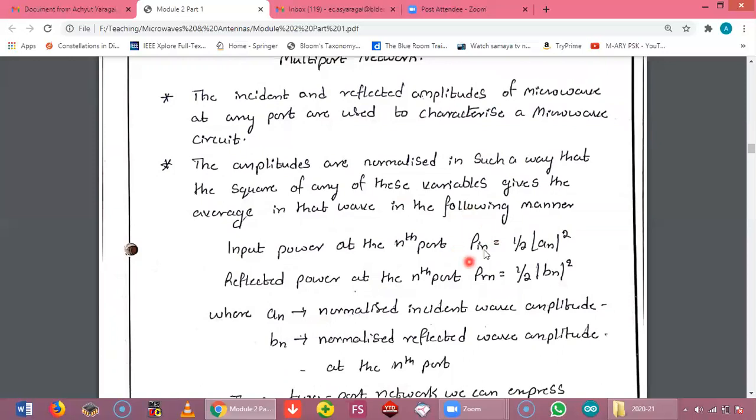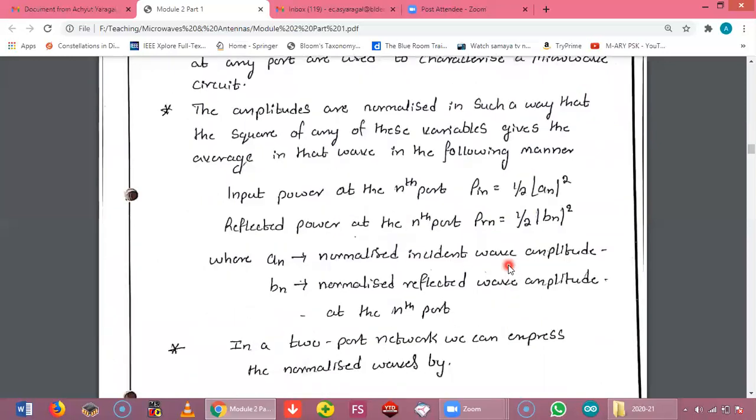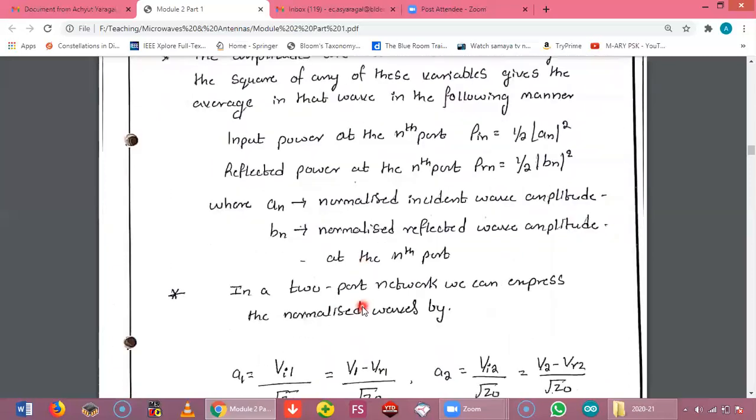Input power, if you consider, this is how we are going to get it. Again, the reflected power at the nth port, you can consider, is normalized: it is 1/2 |b_n|^2, modulus square. Here a_n is nothing but the normalized incident wave amplitude, and b_n is nothing but the normalized reflected wave amplitude at the nth port.